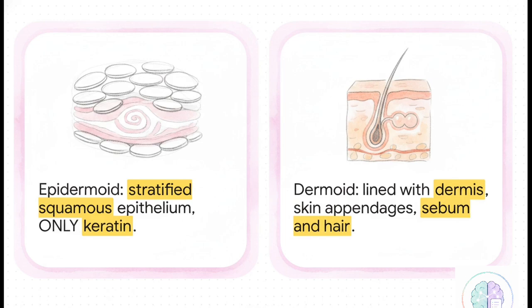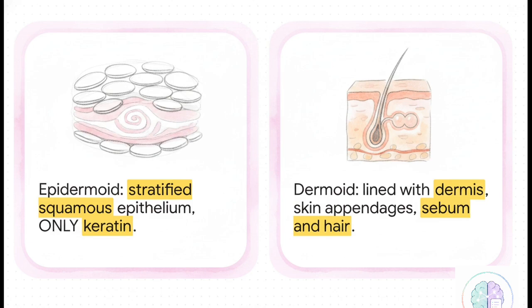When this happens, we have to distinguish between two distinct types. An epidermal cyst is lined with stratified squamous epithelium and contains strictly keratin from desquamating skin. A dermoid cyst, though, is lined with true dermis.